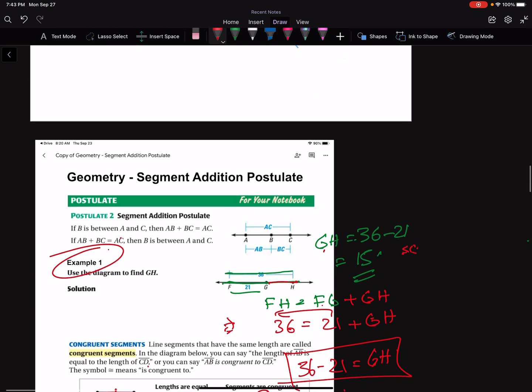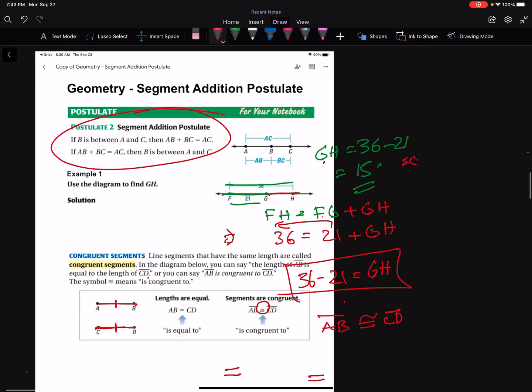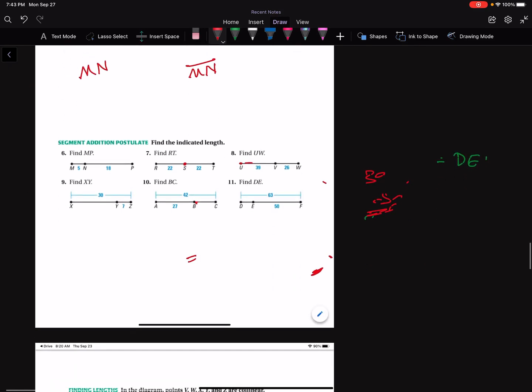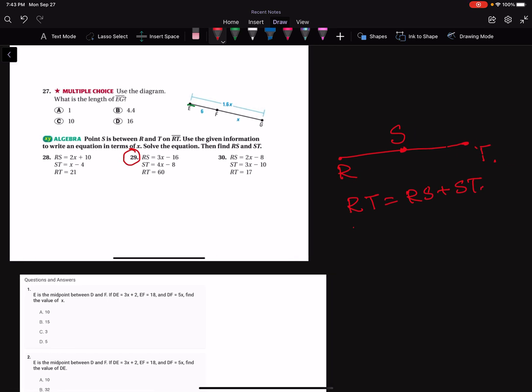Let's look at this one. By looking at the picture, you can see this is the figure. Now on this segment RT, use the given information to write an equation in terms of x. Then solve the equation and find RS or ST. We'll have to find out RS and ST. If you can find RS, you can find ST easily.